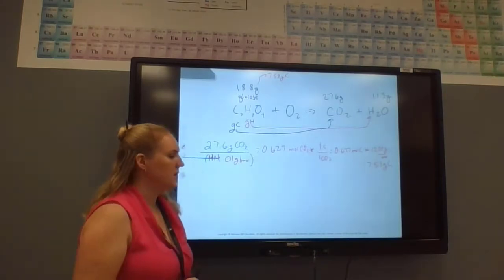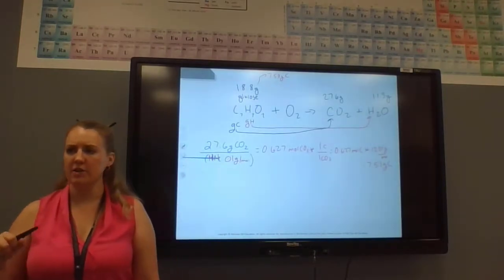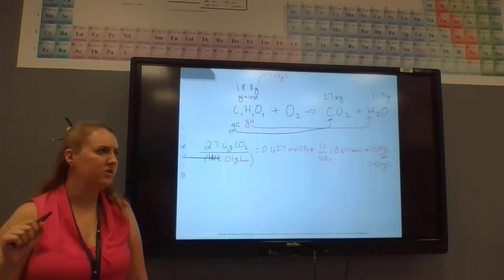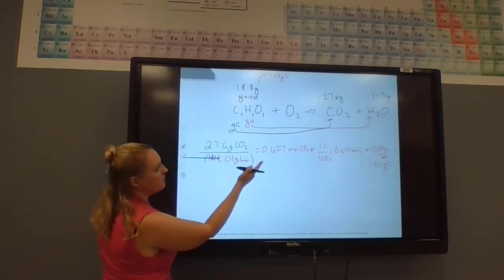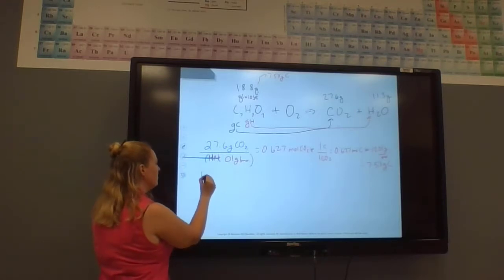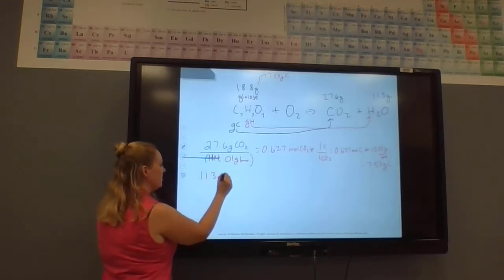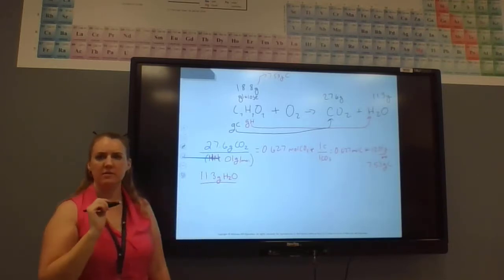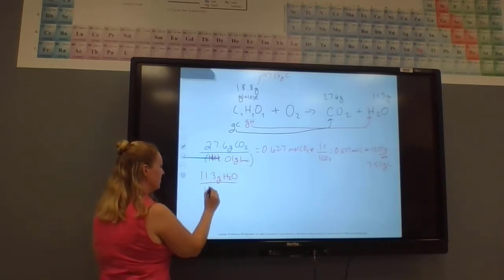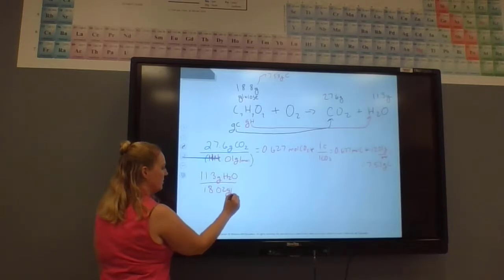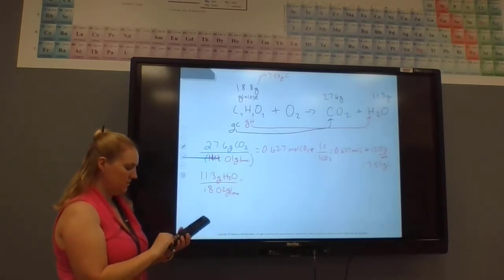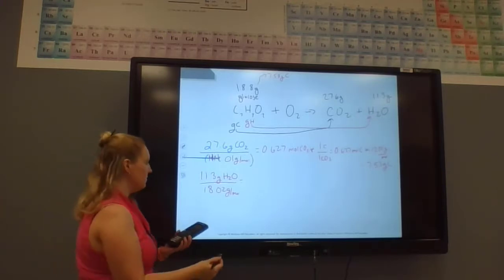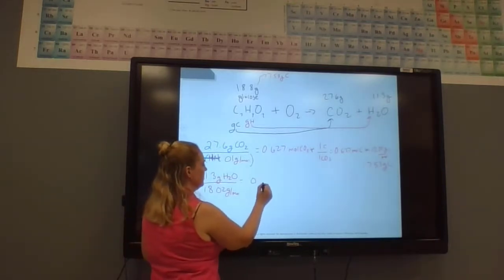Ready to do the same thing to find hydrogen? So with hydrogen, I'm going to start with which compound? H2O. So I have 11.3 grams of H2O. What's the molar mass of water? 18.02 grams per mole. That gives us 0.627 moles of water.